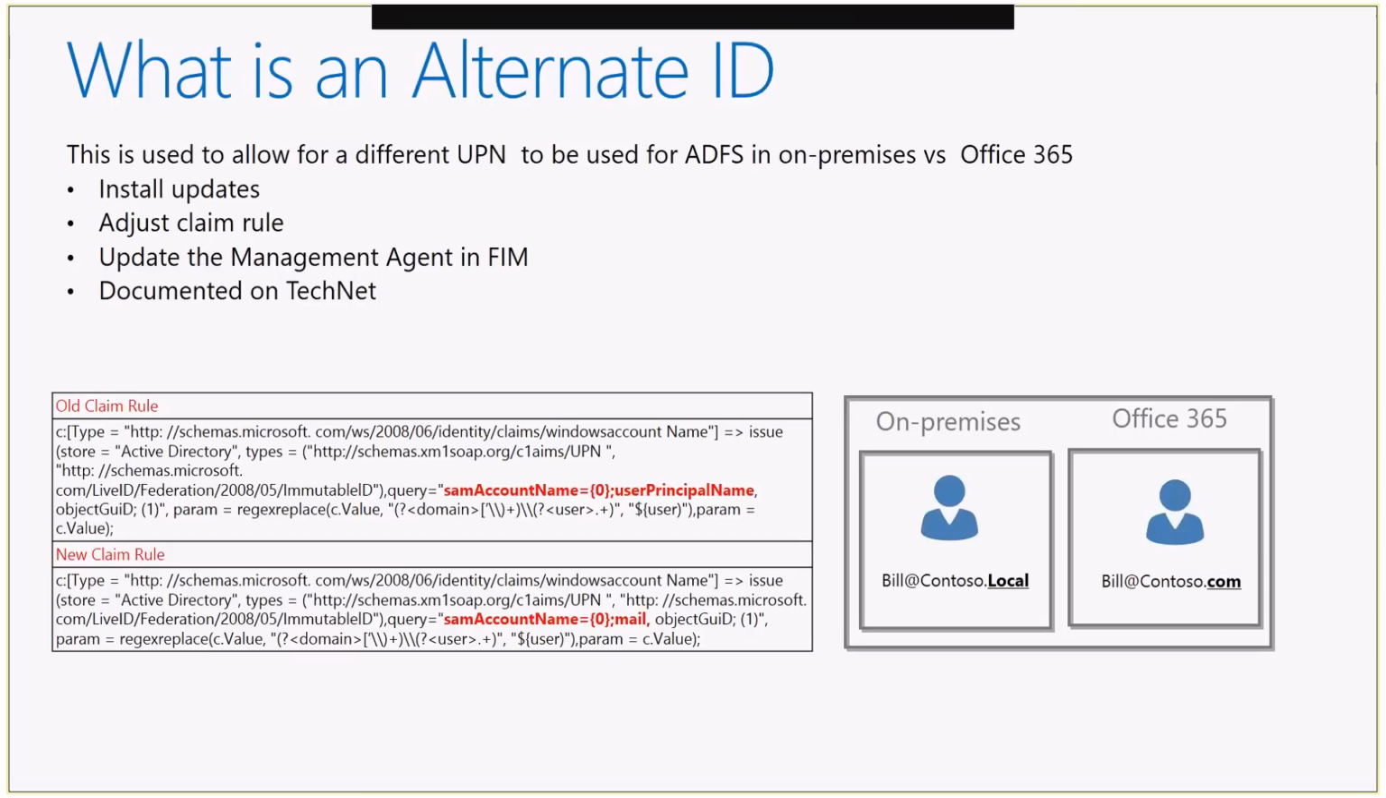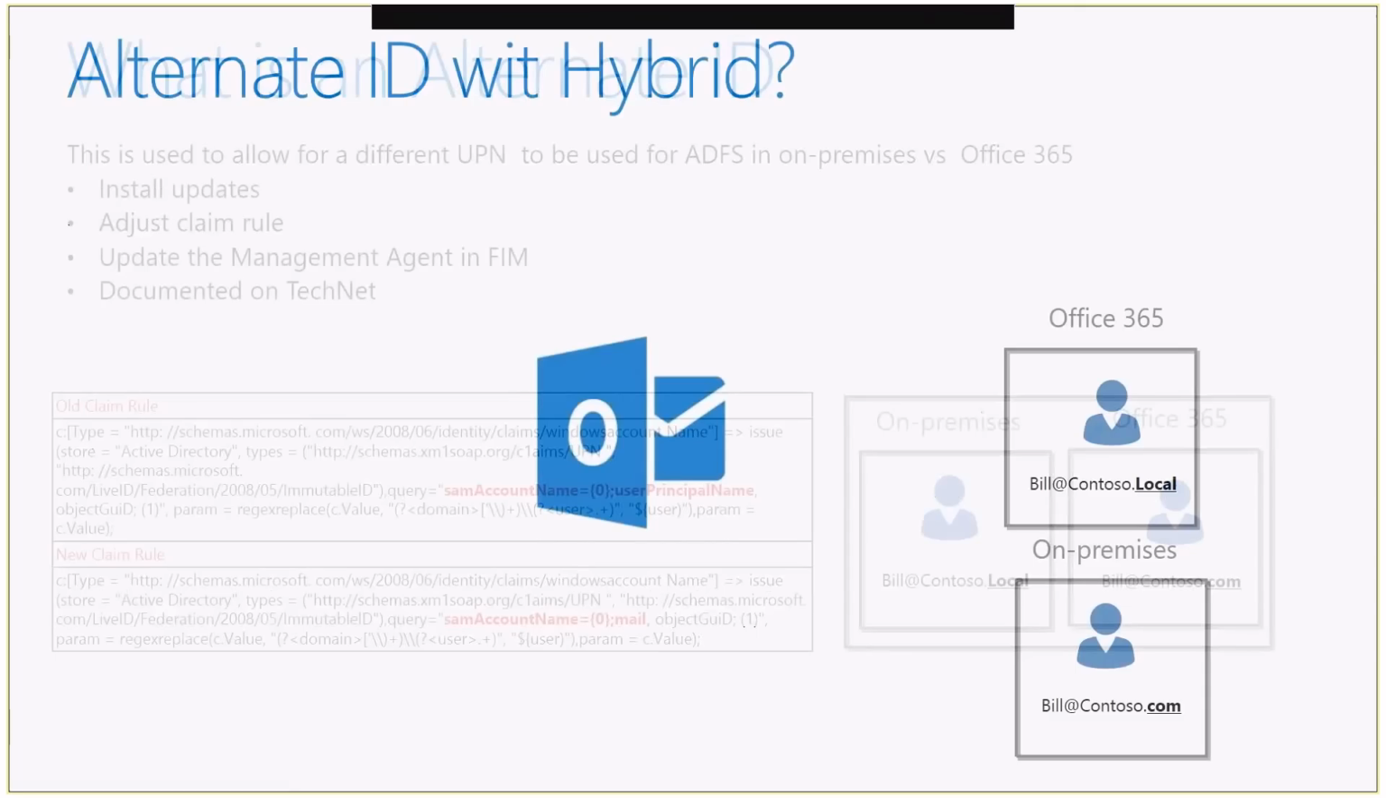If you look at the SAM account name in the old claim rule, it says SAM account name equals user principal name. What you can do is say, instead of equaling the user principal name, I want it to equal my mail attribute. So if your mail attribute is bill@contoso.com, you can now sign in with the mail name when you're signing into the service. This is an awesome thing. It's documented. It allows customers great flexibility without having to change their on-premises .local domains. The problem is, how does this play with hybrid? The answer is not well.